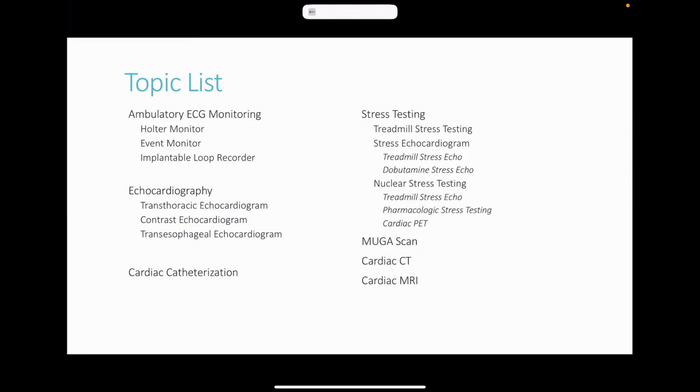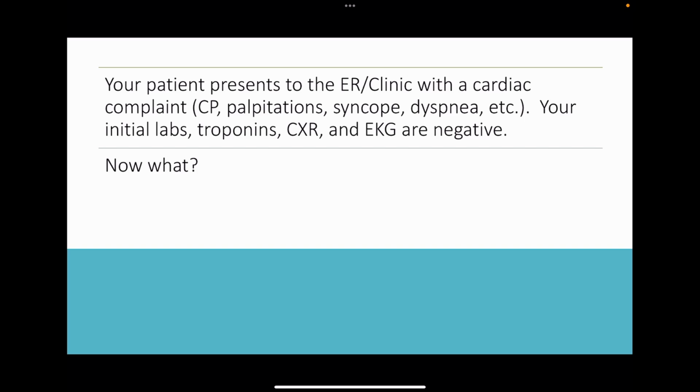Topics and things that we'll go over today. So you have a patient come to the clinic with a cardiac complaint. It could be chest pain, palpitations, syncope, dyspnea, just getting short of breath. Your initial labs, troponins, X-ray, and EKG are negative. Everything comes back normal at first.